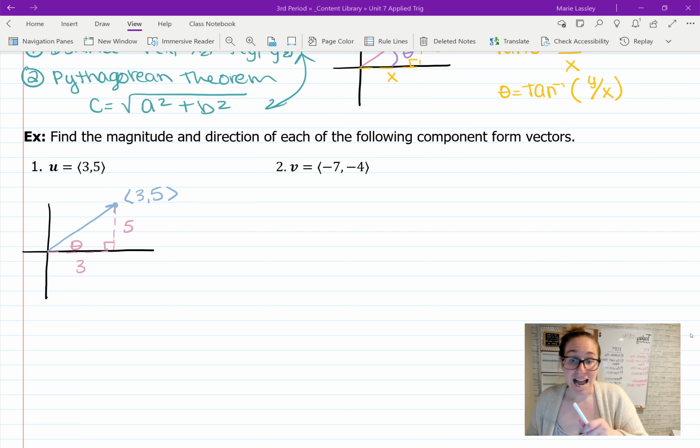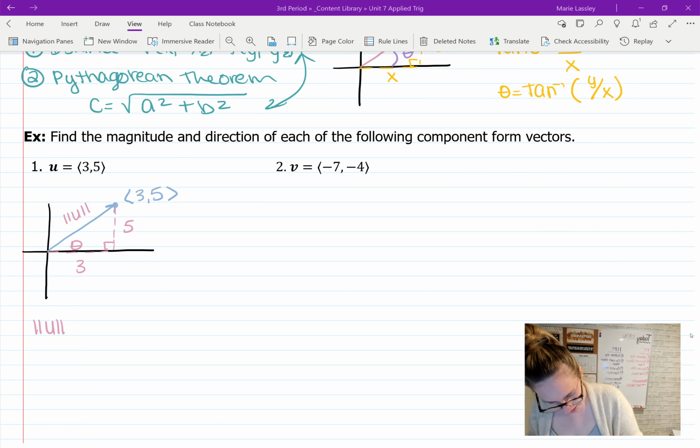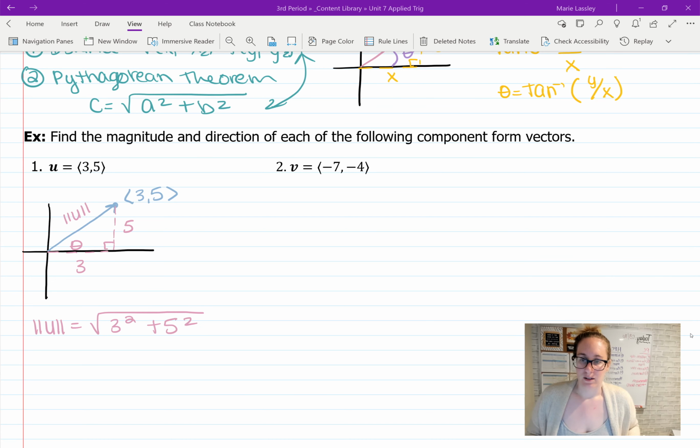All right, so magnitude. This is vector u. My magnitude of u is the length of my hypotenuse. Pythagorean theorem. So to find the magnitude of u, it's the square root of 3 squared plus 5 squared. Right? So 3 squared is 9, 5 squared is 25.